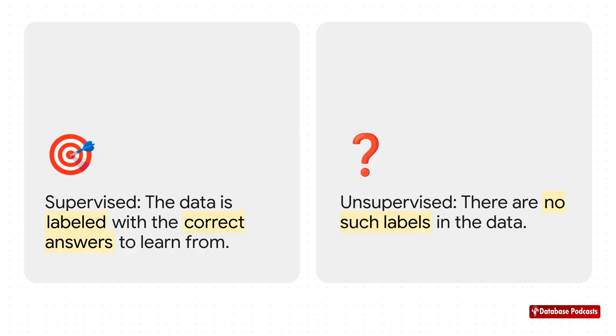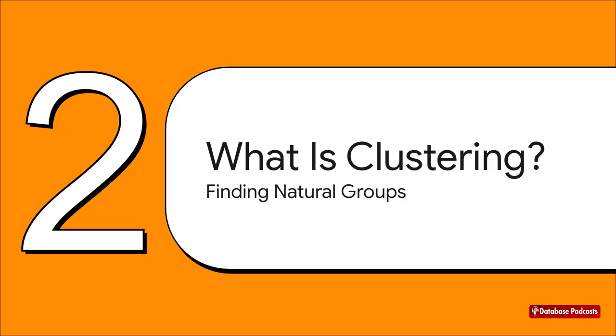Okay, so here's the key difference, and it's all about the data you start with. With supervised learning, you have a target. The data has labels, it has the correct answers, so the model can check its work. But in unsupervised learning, nope, no labels. The entire goal is to let the algorithm find the natural structure of the data all on its own. And probably the most common task you'll see in unsupervised learning is something called clustering.